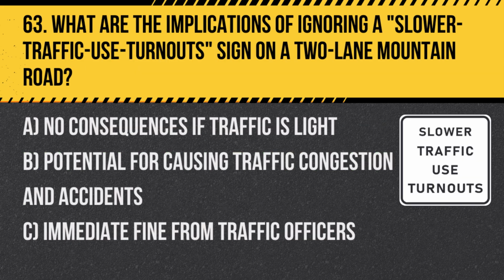Question 63. What are the implications of ignoring a slower traffic use turnouts sign on a 2-lane mountain road? A. No consequences if traffic is light. B. Potential for causing traffic congestion and accidents. C. Immediate fine from traffic officers. Answer: B. Potential for causing traffic congestion and accidents. Ignoring this sign can create dangerous driving conditions.